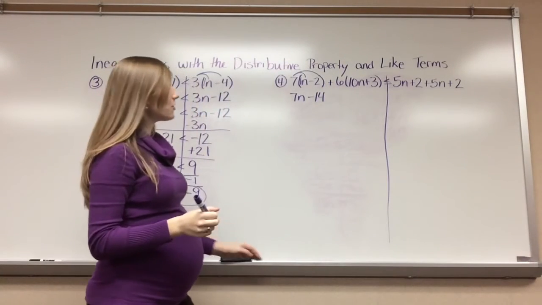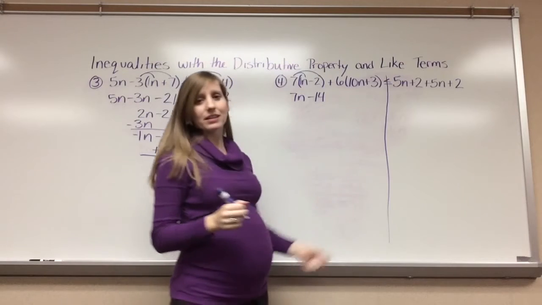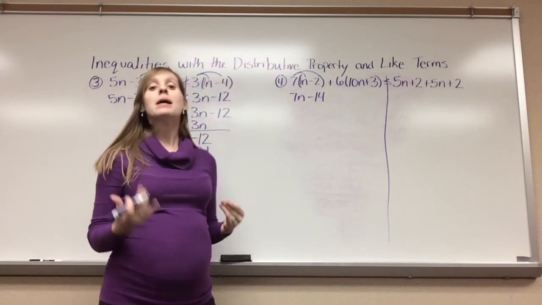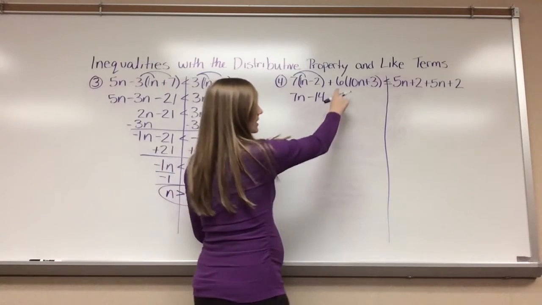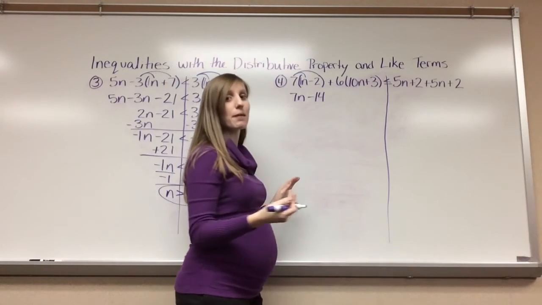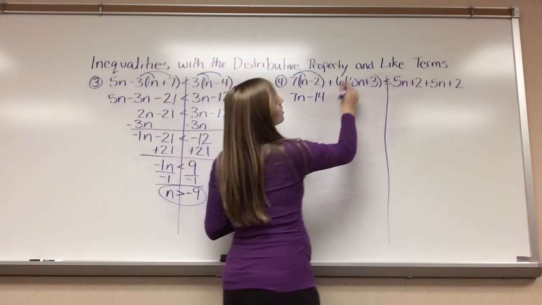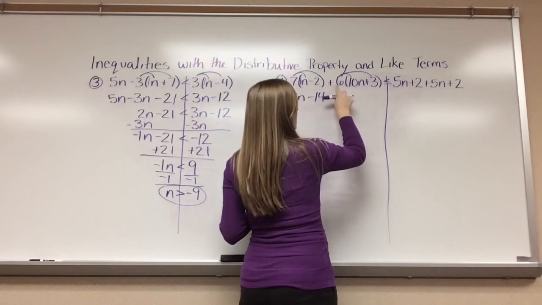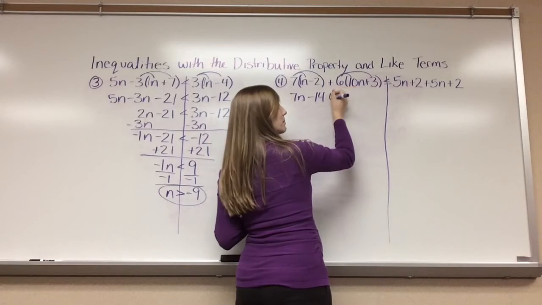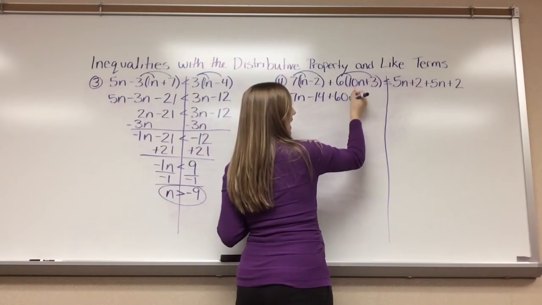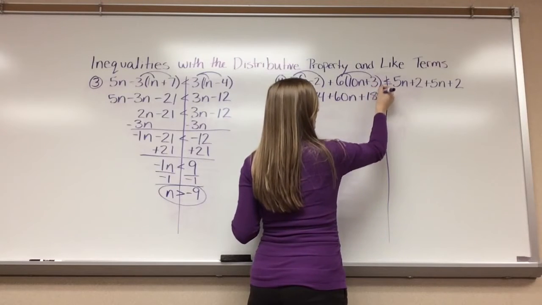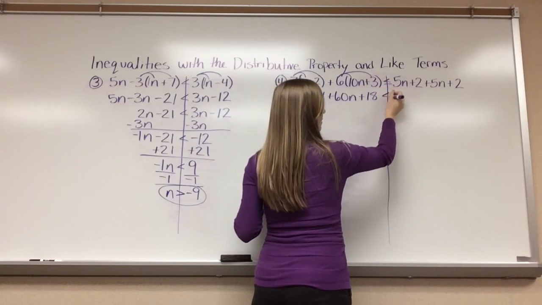After that, we have another set of parentheses. Do the distributive property again. Multiply, but this time multiply by 6. It's a new set of parentheses. Multiply by that new number. So I'm going to multiply both of these by 6. So 6 times 10n gives me positive 60n, and 6 times 3 is positive 18. Is less than or equal to.